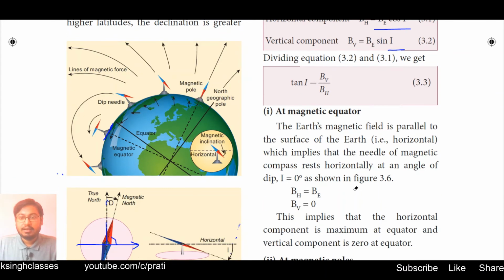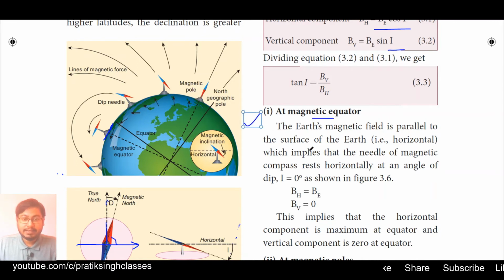Now from this, what are the things we can get? At the magnetic equator the Earth's magnetic field is parallel to the surface of the Earth. Suppose this is the magnetic pole, and somewhere here will be your magnetic equator, this line. This is your geographical equator, and this is the magnetic equator. And here as you can see, the magnet is lying perfectly parallel to the surface of Earth.